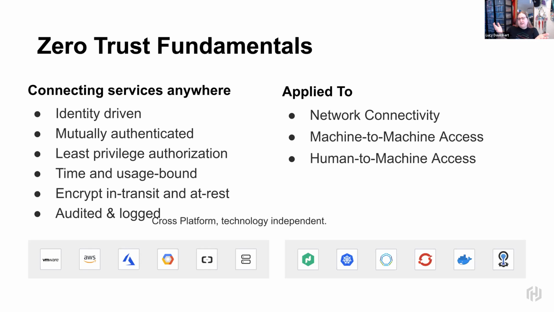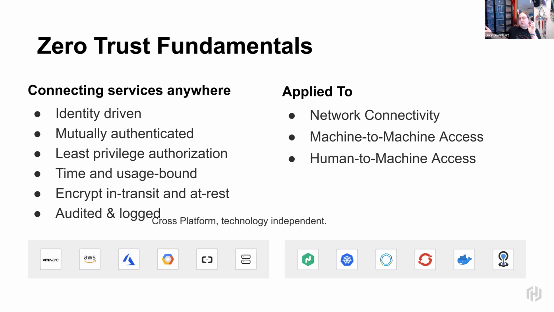Now at HashiCorp, we translate these principles into the following set of imperatives. So identity-driven controls, mutually authenticated. It's not just a case of the client needing to trust the server; the server also needs to trust the client. Everything needs to be explicitly authorized. So by default, you have access to nothing unless we let you have access.